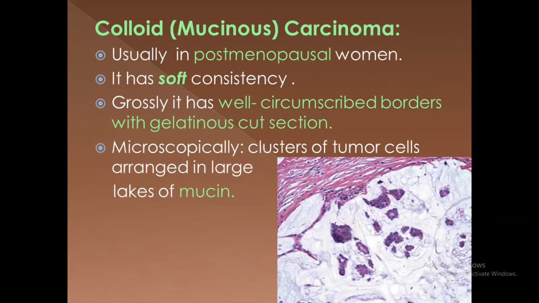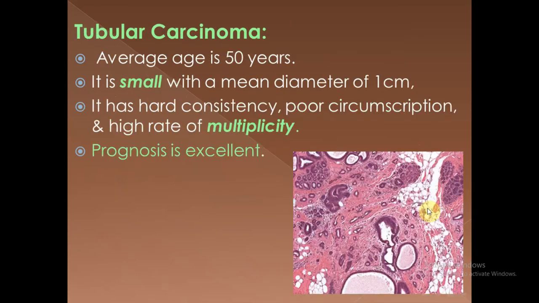Colloid mucinous carcinoma commonly tends to occur in postmenopausal women, and it is one of the soft breast cancers. They tend to give a soft consistency, which gives the impression that it may be benign because of its soft consistency, and they tend to be well circumscribed with a gelatinous cut section. Microscopically, these tumors are rich in mucin. These are the mucin and these are the tumor cells. This is the mucinous carcinoma or colloid carcinoma of the breast.